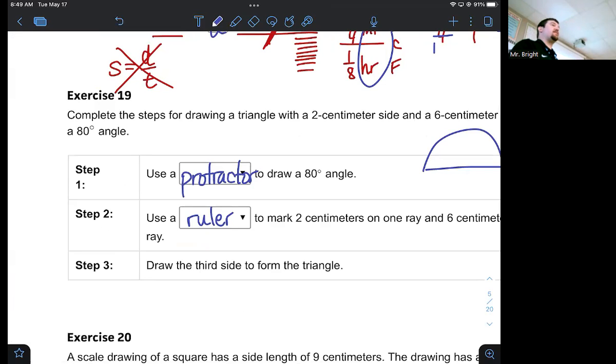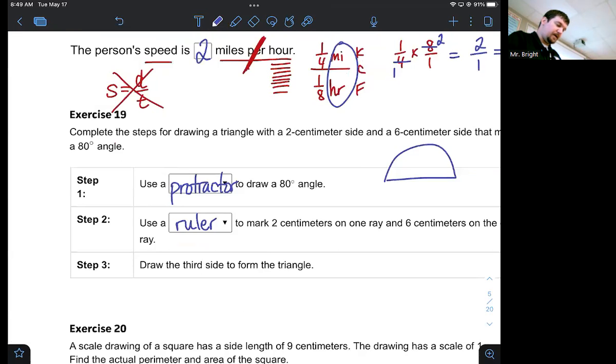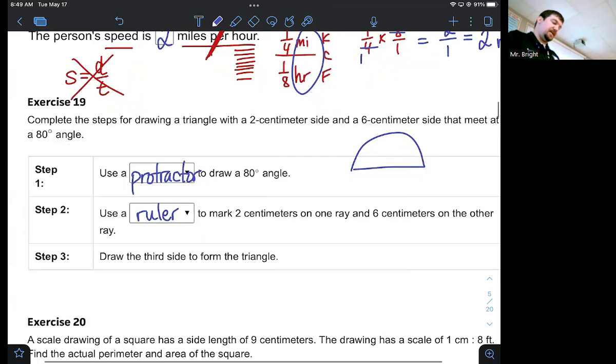Now, so far we've got an angle. We don't have a triangle. So what do we have to do to make the triangle? Once we have the 2 centimeter and the 6 centimeter sides and we know they're at 80 degrees, we just draw that third line. Connect the two sides that need to be connected, and you've got the triangle. Okay. Bonus question for number 19.